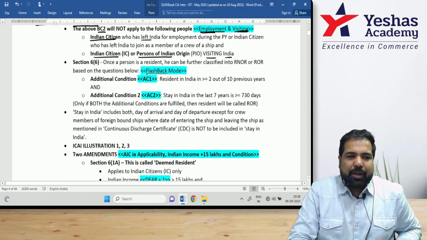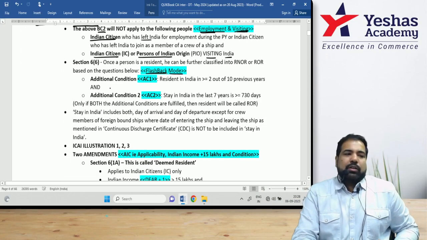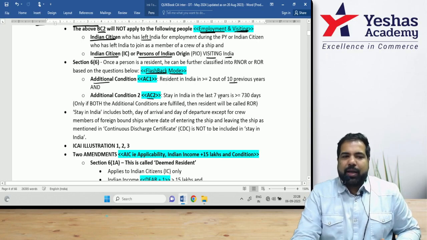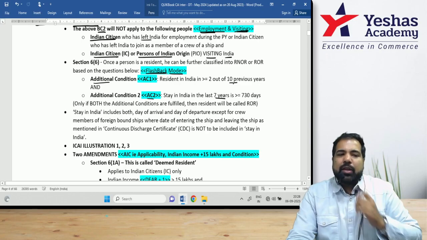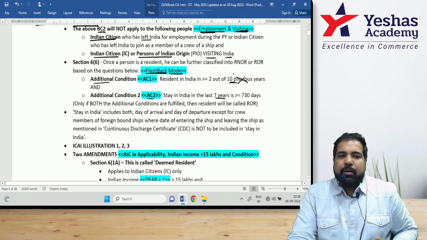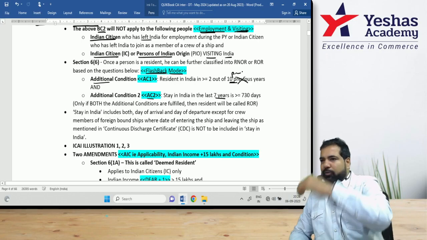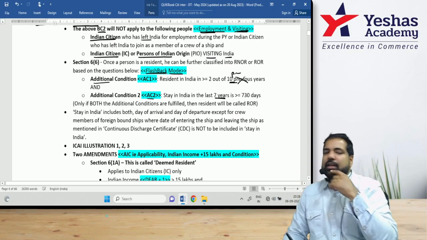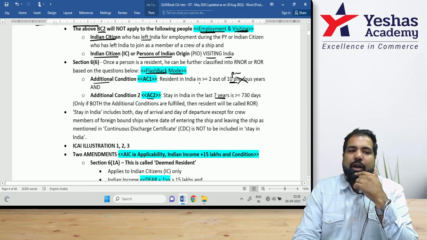Guys, this is a flashback mode. What is it called? The first additional condition goes how many years back? 10 years. The second goes how many years back? 7 years. In the last 10 preceding years, preceding basically means before the previous year, and the last 7 years before this year, guys. In the last 10 years, you should have been a resident for how many years?